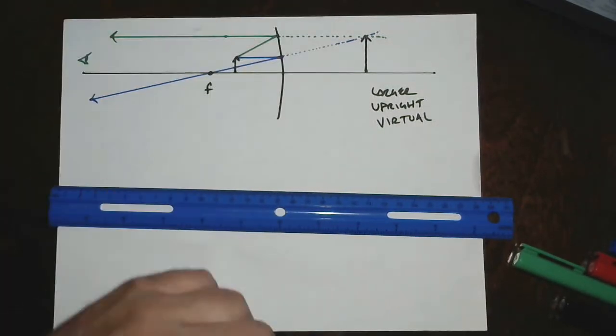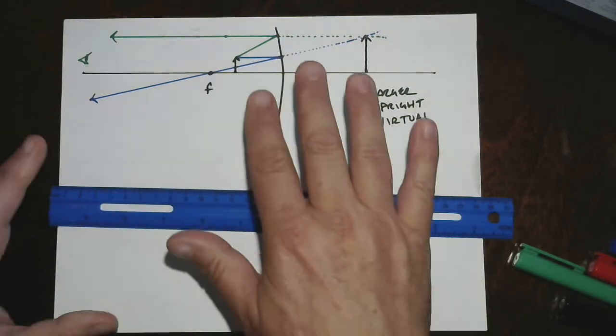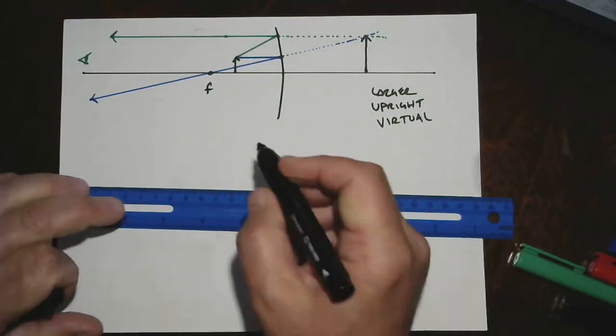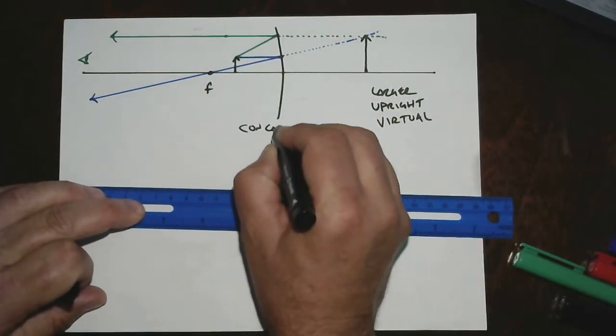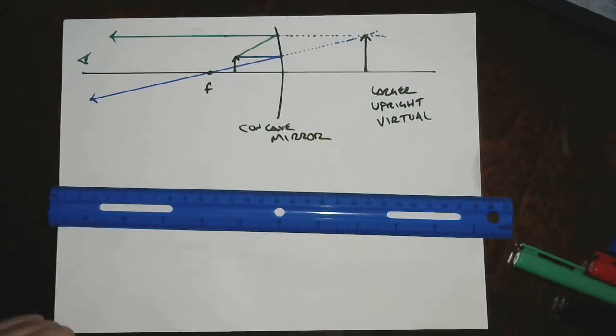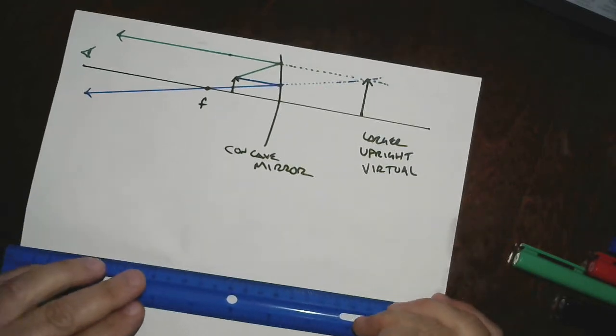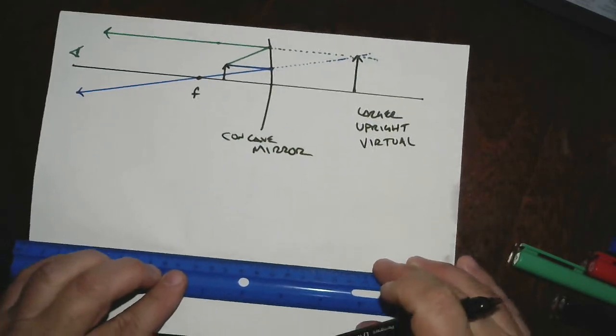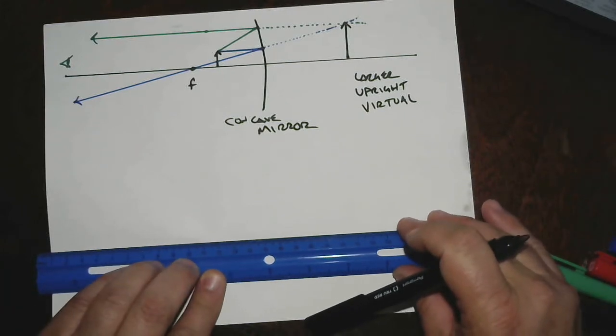So this is the image when you are close to a concave mirror. Well, you might say, naturally, what the heck, Harmon? What does a convex mirror do? What does the other curvature of a mirror do? Okay, let's find out.